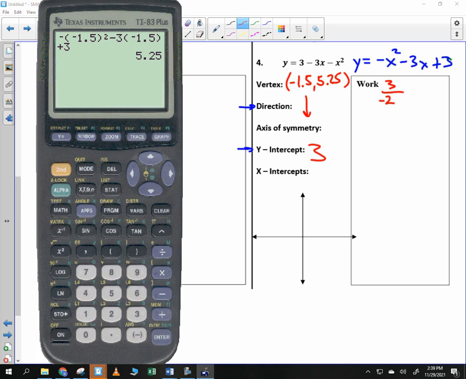Axis of symmetry. X equals -1.5. If you just write -1.5, I will take a half a point off on your test. You must write x equals. It's an equation for a line. It's not a number. There's a difference. Okay, so let's go ahead. I'm going to make an 8x8 graph. Actually, we'll go 6x6. 1, 2, 3, 4, 5, 6.